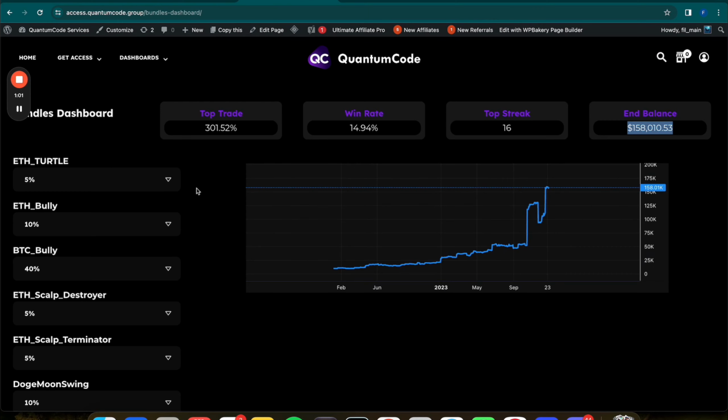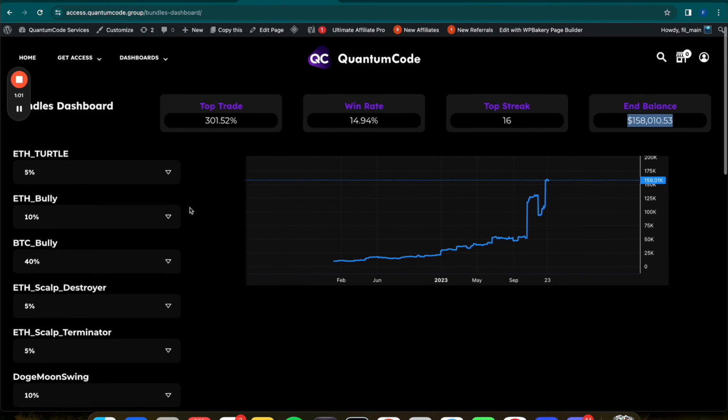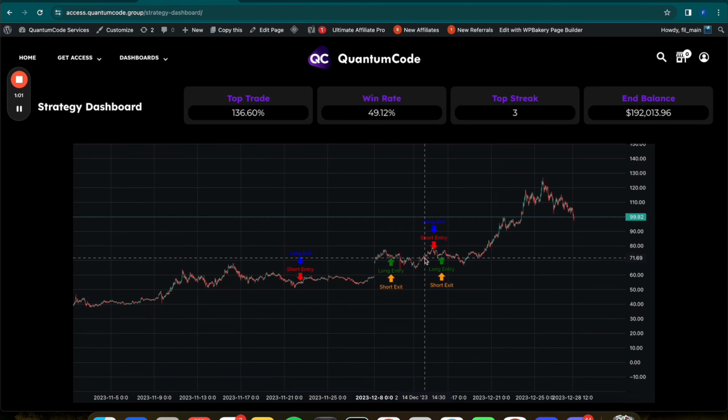That's why these dashboards have been increasing in value constantly, because they're designed to account for these things. And that was the hard part to do. That was the hardest part to do here.